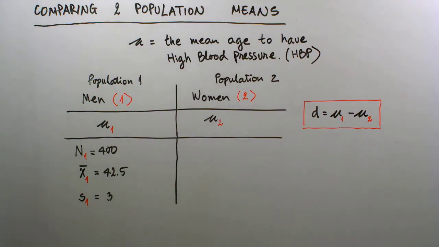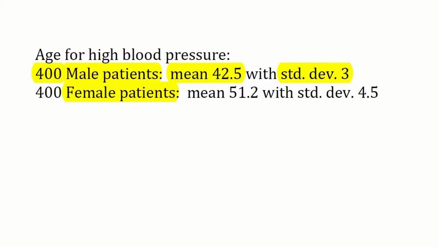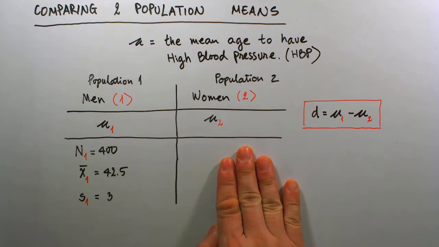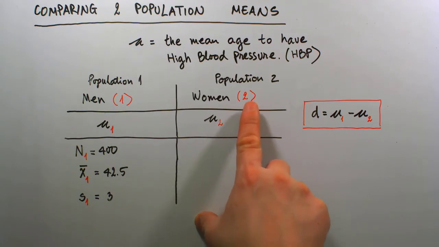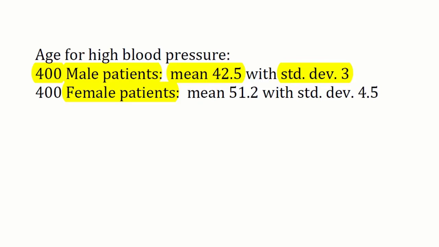The same way, on the computer screen, if we're looking at the female patients, it makes sense that every piece of information regarding this sample must be placed in the right-hand side column of our table, because that sample came out of the female population. In my selection of numerical labels, that's population 2, with numerical label 2. On the computer screen, we also collected 400 female patients, and somebody calculated the sample mean for us as 51.2. So in this sample of 400 female patients, we found that their mean age to reach high blood pressure was 51.2 years old, and the standard deviation is 4.5.